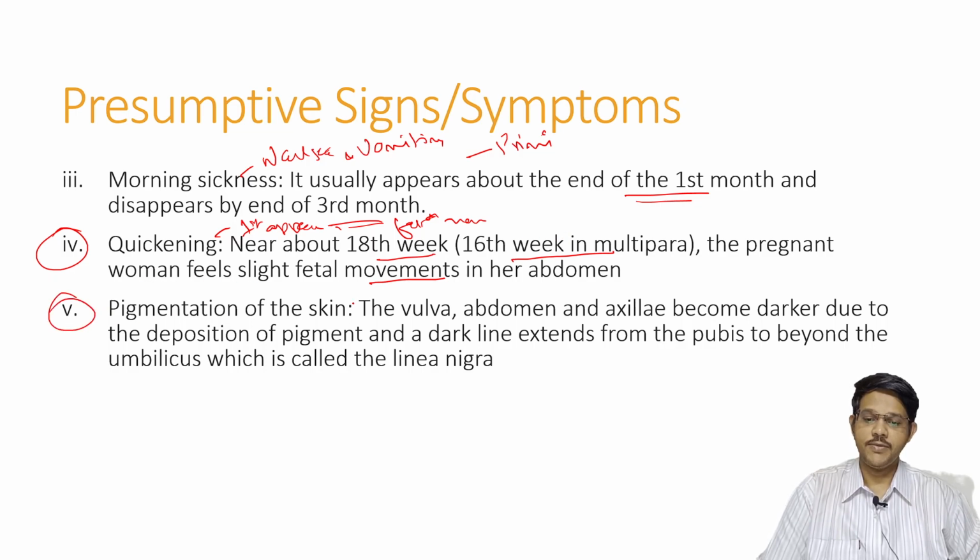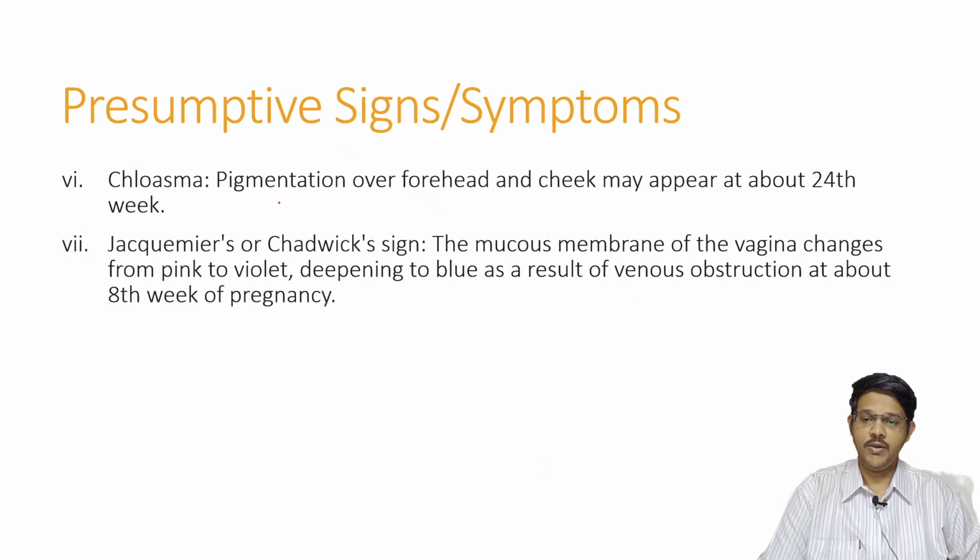Then there is pigmentation of skin. Pigmentation may be seen in the vulva, abdomen, and axilla, which become darker due to deposition of pigment, and a dark line extends from the pubis to beyond the umbilicus, which is known as linea nigra. Again, these are presumptive signs which may not always be seen. Then there is chloasma, that is pigmentation over the forehead and cheek, which may appear around the 24th week.